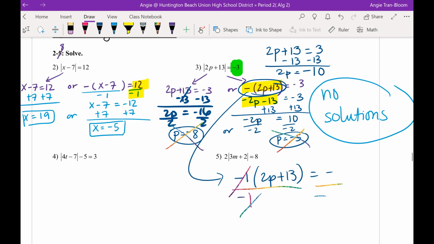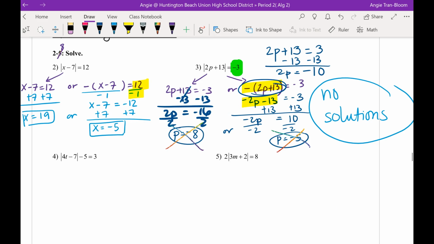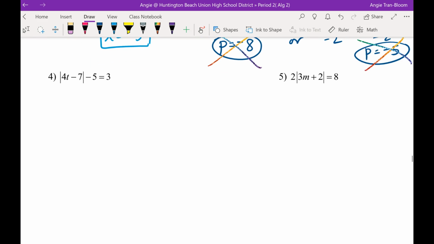Okay? All right. Let's do 4. In 4, it's not the absolute value all by itself. When it's not by itself, and there's a negative over here, can I say no solution? No, it has to be by itself for you to even start. So we have to get the absolute value by itself by adding to both sides what? 5. Okay.